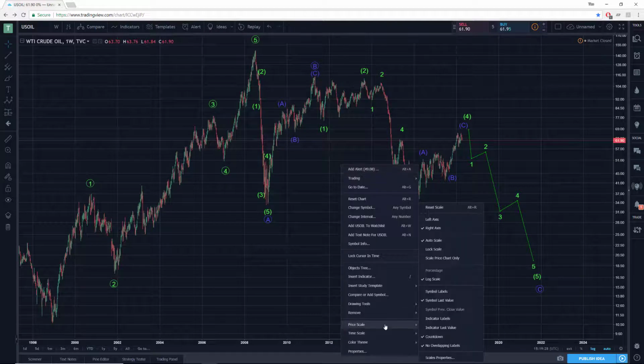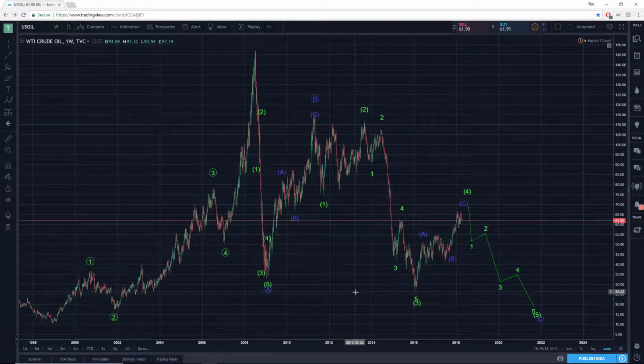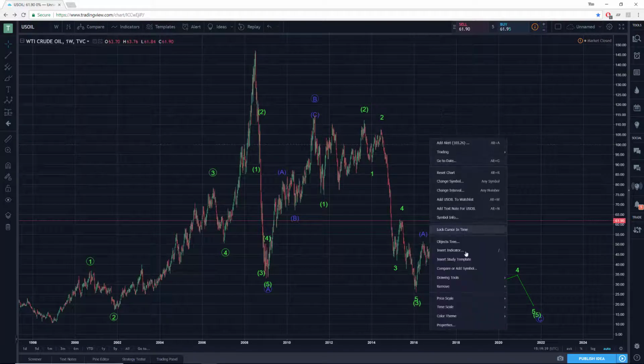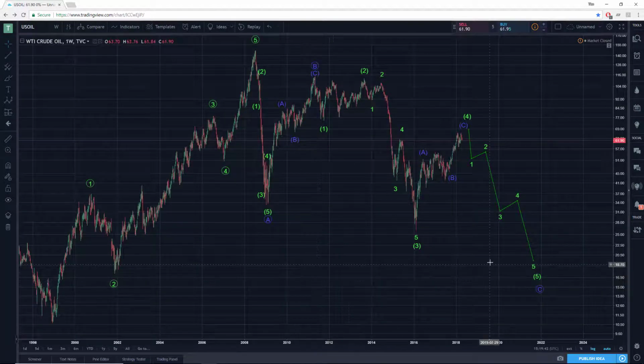I'll just quickly show you. If you switch out of log scale, that's what happens. So all the patterns are still there. They're just distorted, okay, because of that scale difference, where if you go in log scale, it looks more proportional since it's showing those percentage changes as opposed to just nominal price changes.